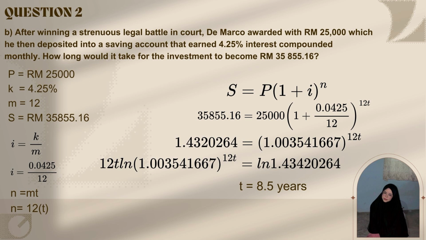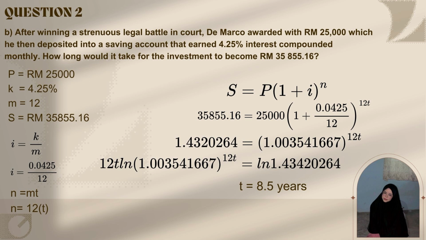P is 25,000 ringgit, K is 4.25%, M is 12, I is the interest rate per period calculated by dividing K by M, N is T times M, where T is the time in years. Step 1. Calculate I, the interest rate per period. I is calculated as 4.25% divided by 12, which is 0.00354167.